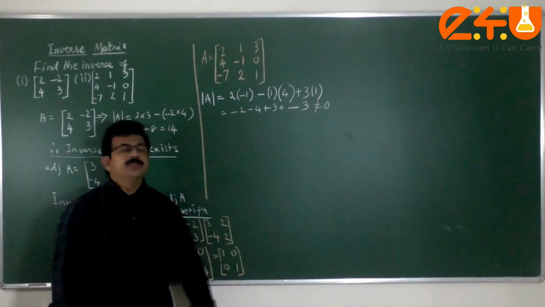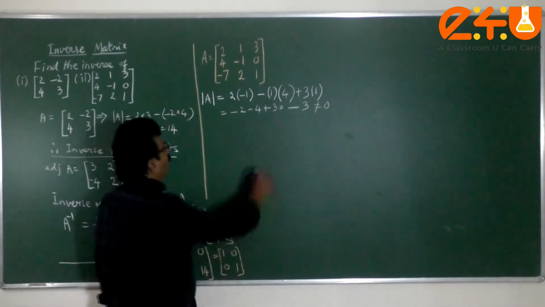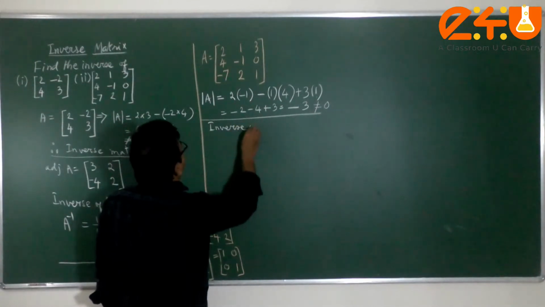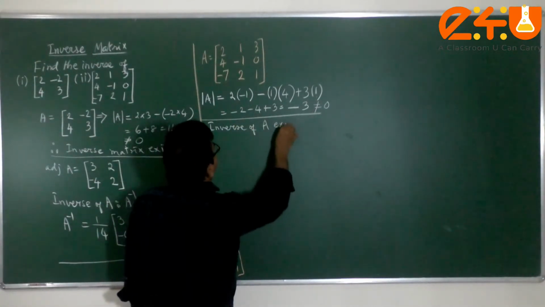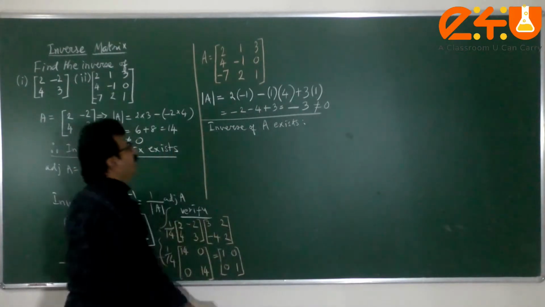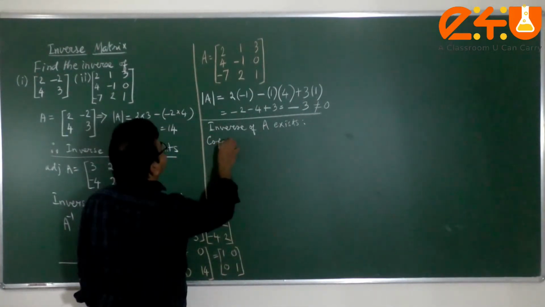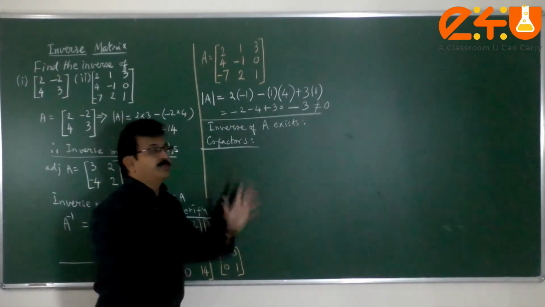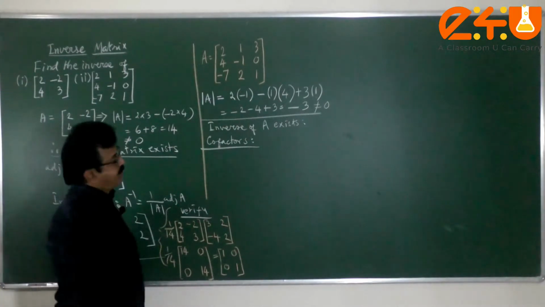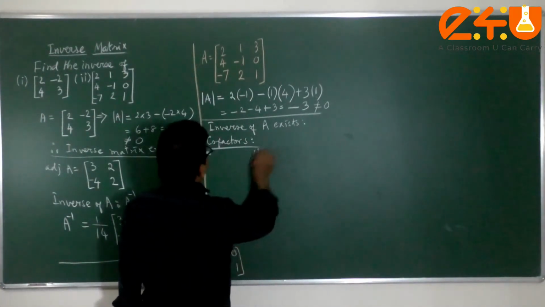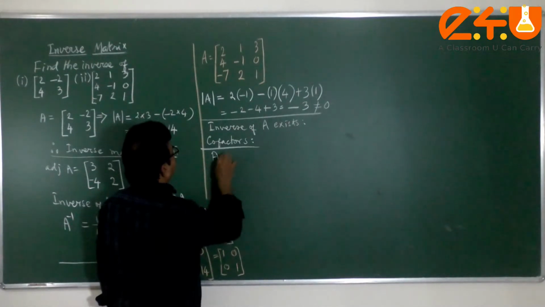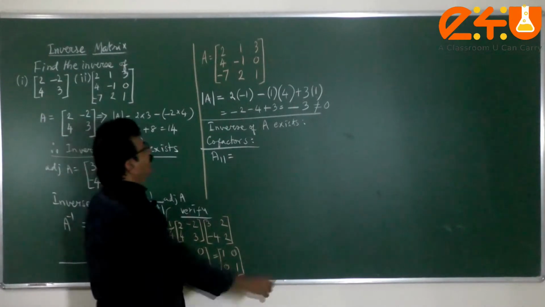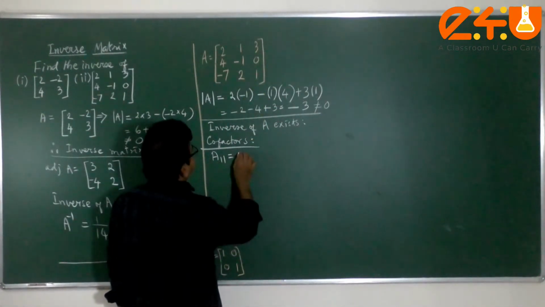Because A happens to be non-singular, the inverse exists. So the inverse of A exists. Well, now our intention is to produce the adjoint matrix, which is not possible unless you prepare all the cofactors. So the cofactors in row 1: in order, write A11. When you write A11, write the minor 11, which is negative 1 only.